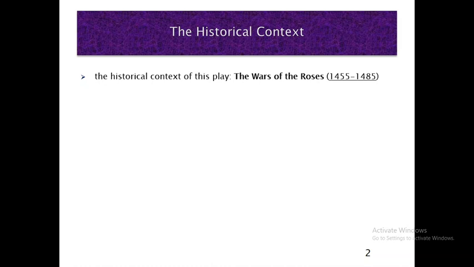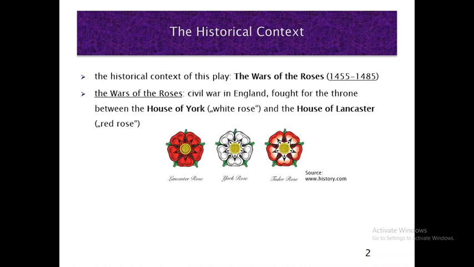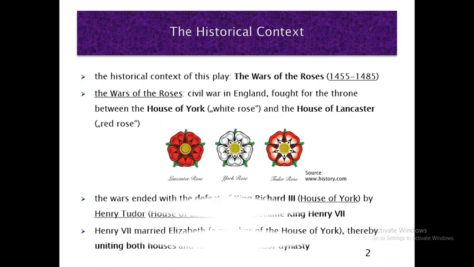This play is situated during the Wars of the Roses that took place between 1455 and 1485. The Wars of the Roses were a civil war in England that was fought for the throne between the House of York and the House of Lancaster. House basically means family. So it was fought between the House of York and the House of Lancaster that were symbolized by a white rose for York and a red rose for Lancaster.